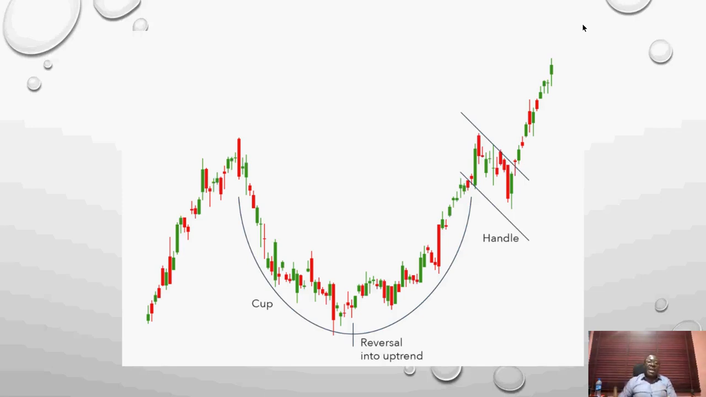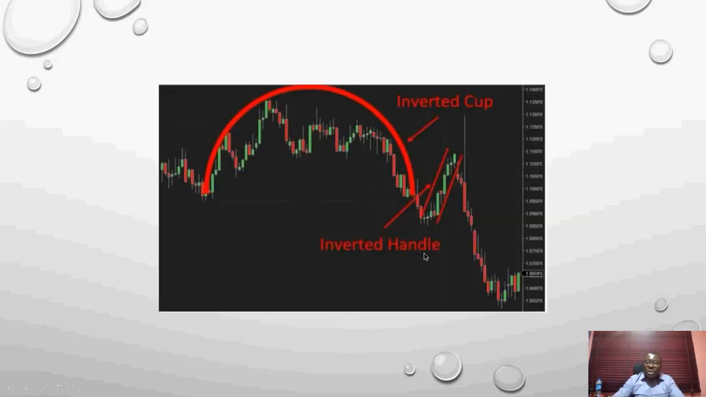Even though you can break those targets, if the depth from up here down to here is 200 pips, you can break your targets down. You can break it down into 50 pips so you can manage your trade properly. And this is the inverse.